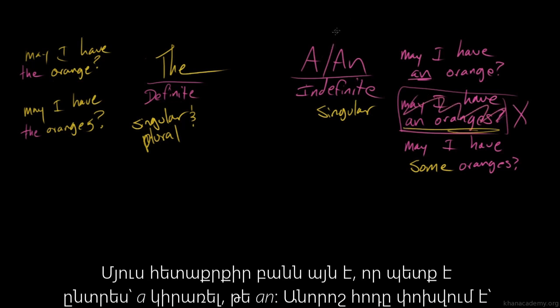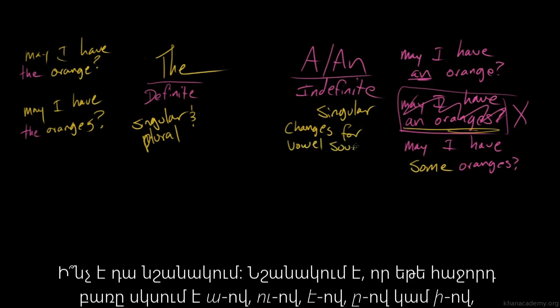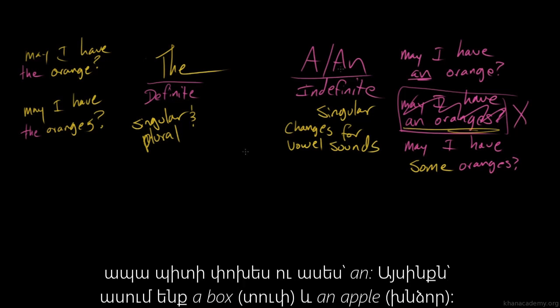The other thing about a or an is that it's a or an. The indefinite article changes depending on the vowel sound that comes after it. So it changes for vowel sounds. Now, what does that mean? Well, it means that if you know that the word that you're going to say next starts with a vowel sound like ah or oo or I or e, then you're going to change it to an. So it's the difference between saying a box and an apple.